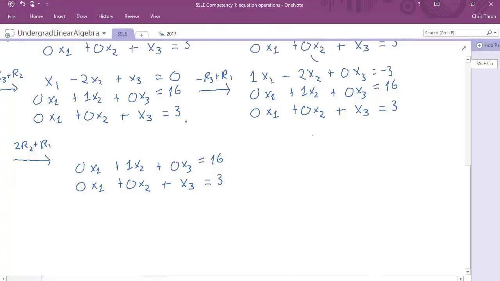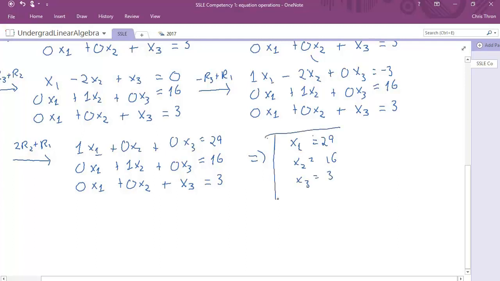Let's go ahead and look at that. So here I have 2R2 plus R1. So I have 2 times 0 plus 1, which gives me 1. Then I have 2 times x2 minus 2x2, which gives me 0. Then I have 2 times 0 plus 0 gives me 0. Then I have 2 times 16 minus 3. That's going to be 32 minus 3 or 29. All right, now if I remove all of the zeros, I simply get x1 equals 29, x2 equals 16, and x3 equals 3.